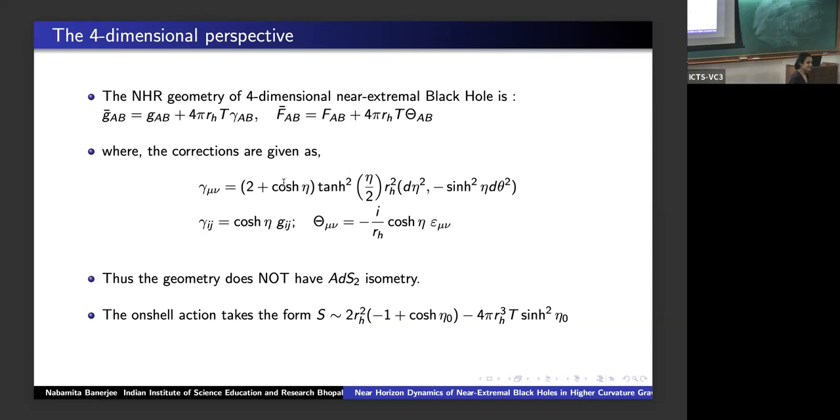All I'm trying to say is that at linear order, and this statement is not really specific to what I am doing, if I am writing an action around the background, then to linear order, I can only have boundary terms. These two.